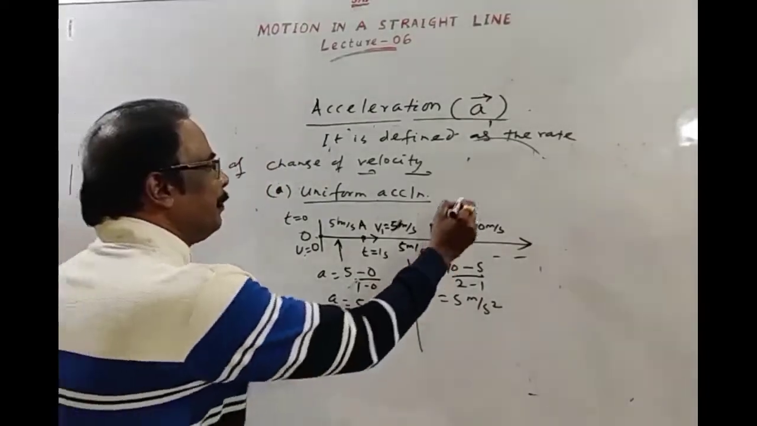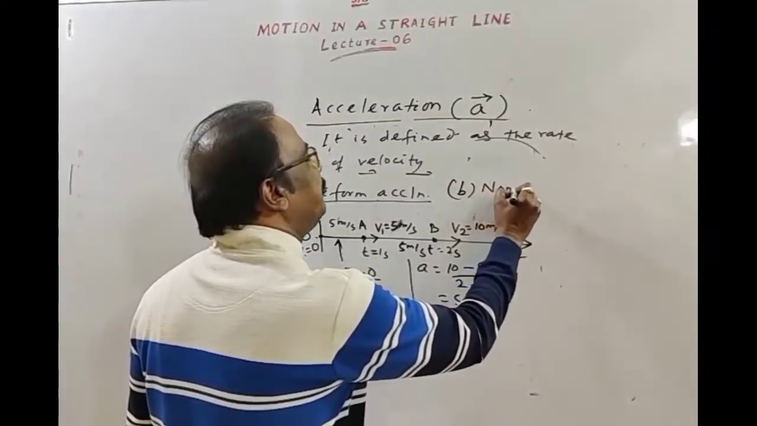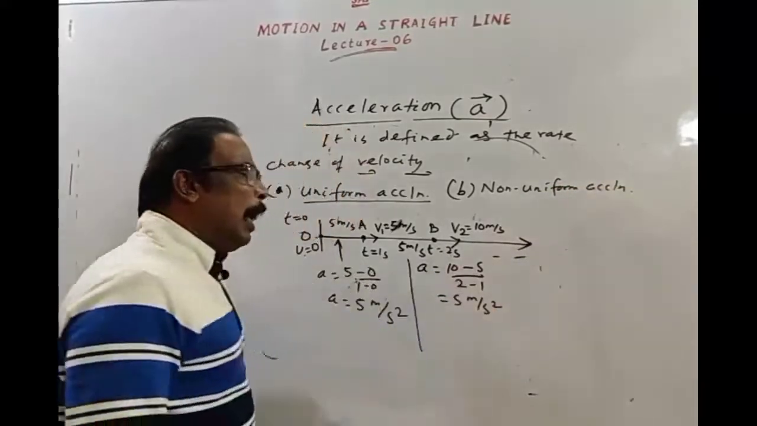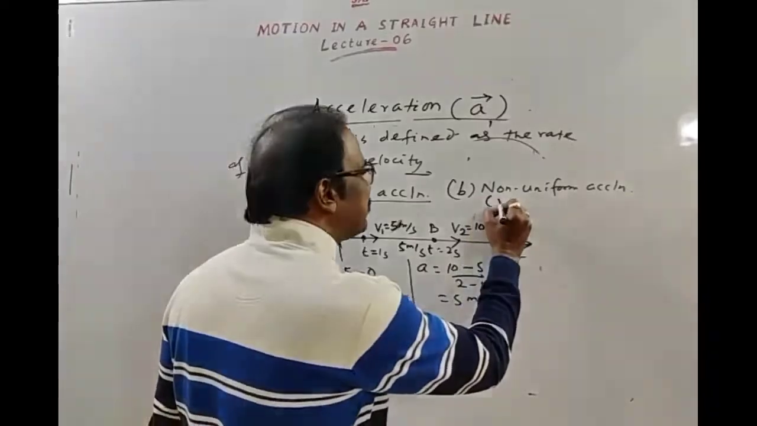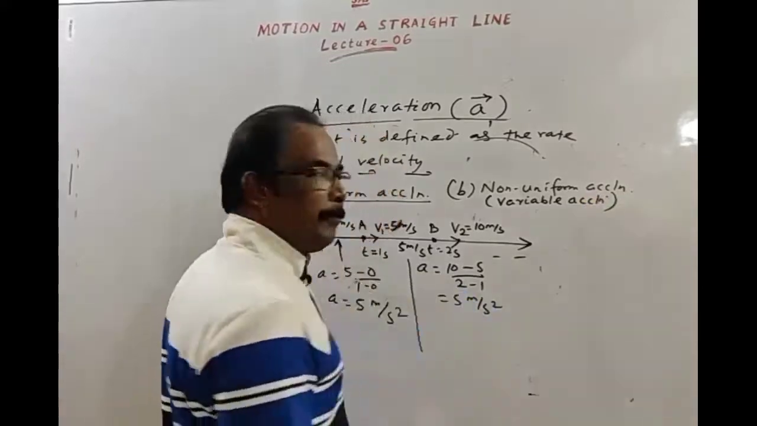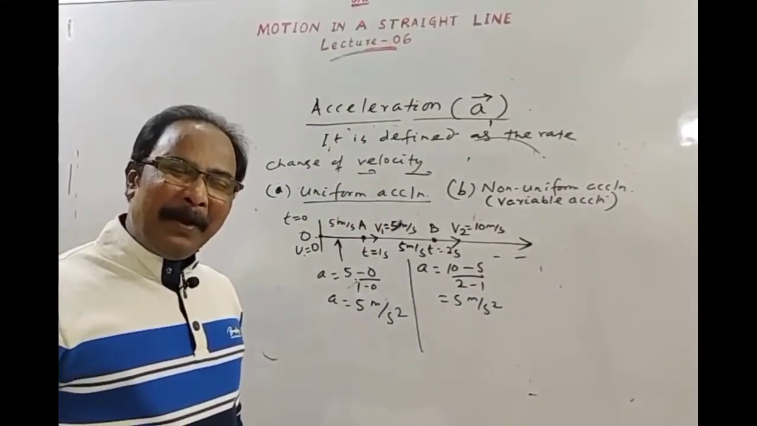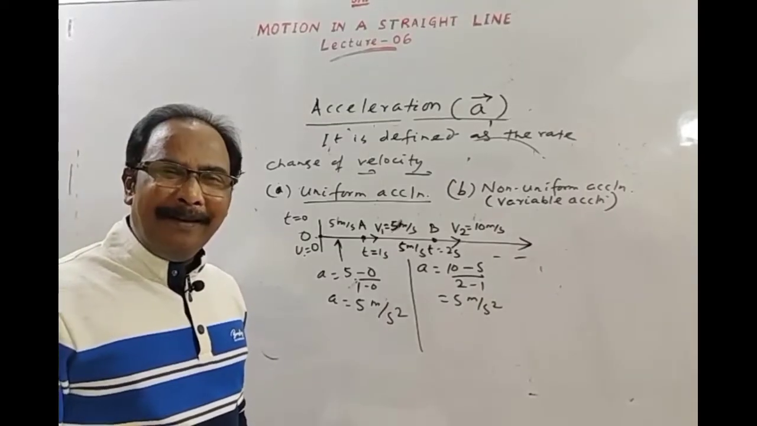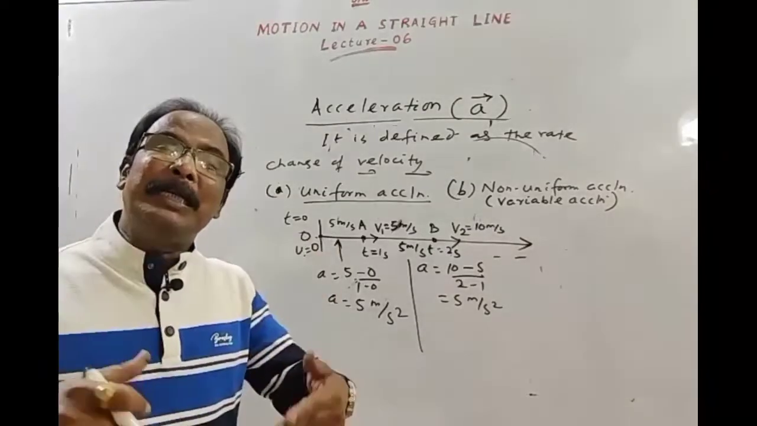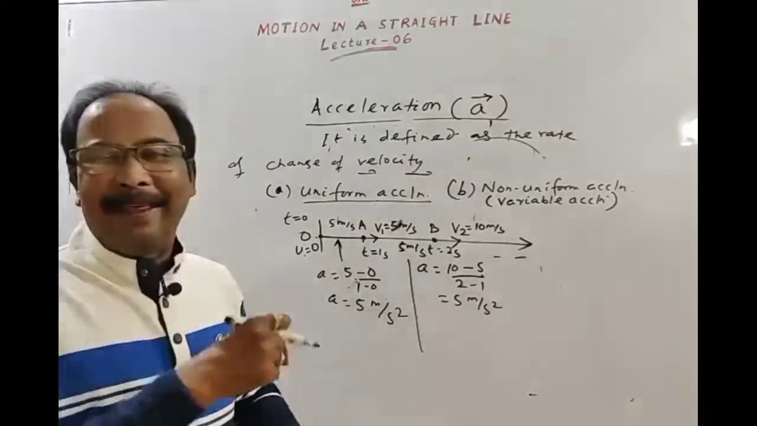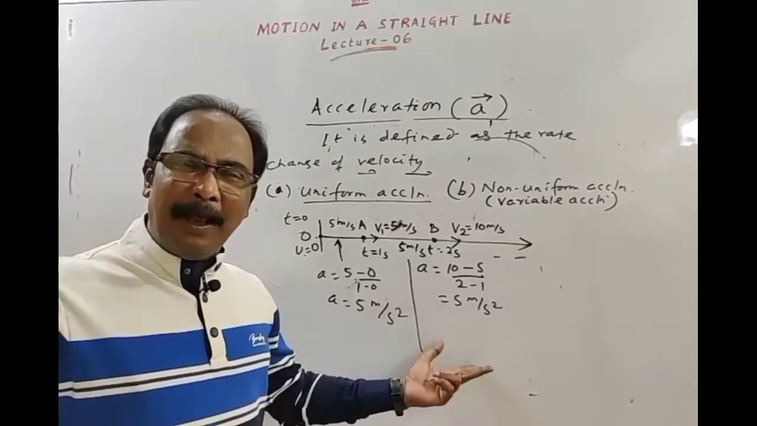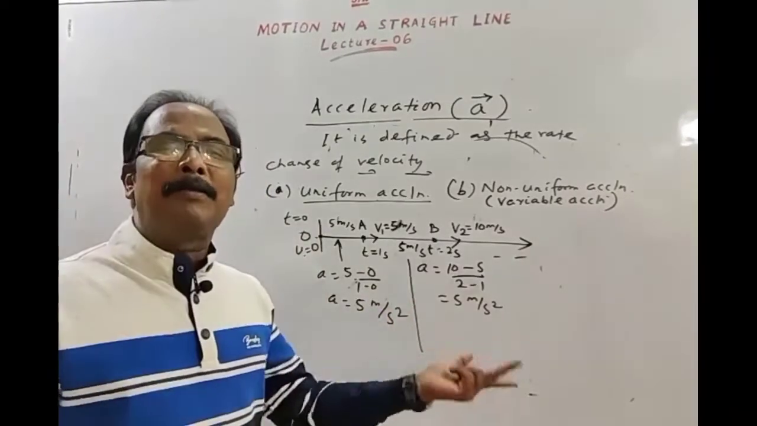Then number 2, non-uniform acceleration, or we may say variable acceleration. Acceleration varies. In a similar way as we discussed for velocity, acceleration is non-uniform, or variable, if velocity changes unequally. If velocity changes unequally with equal intervals of time, then acceleration is non-uniform or variable.